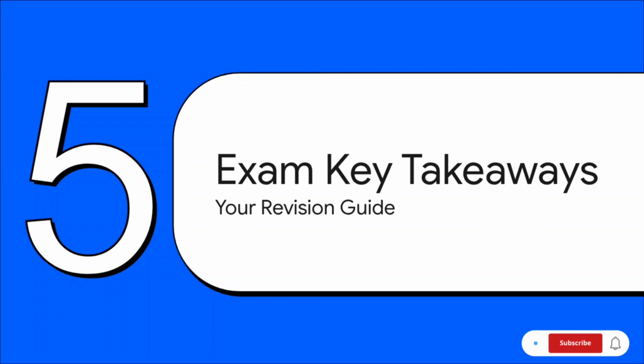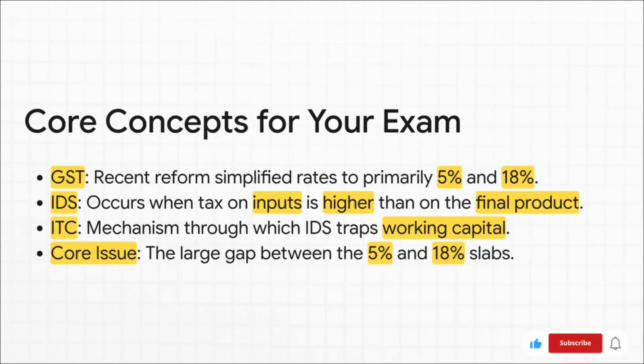Okay, let's pull all of this together. This is your revision guide, the stuff you really need to lock in for your exams. Let's start with the core concepts. 1. GST reform simplified the rates, mostly to 5% and 18%. 2. Inverted duty structure, or IDS, is when your input tax is higher than your output tax. Simple as that. 3. Input tax credit, or ITC, is the mechanism that gets all tangled up, trapping working capital and forcing businesses to chase refunds. And finally, the core issue at the heart of it all, it's that huge gap between the 5% and 18% slabs. That's what's causing all the trouble.